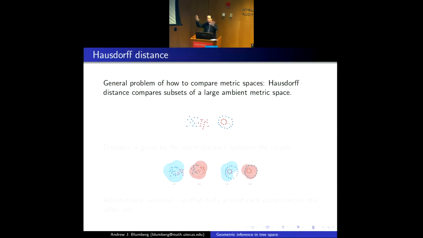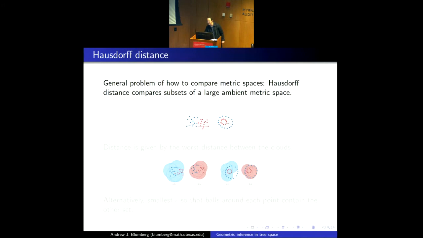And if they sit inside the same ambient metric space, then there's something called the Hausdorff distance, which basically is a minimax distance. If you want to compare the distance between the blue points and the red points, you take the worst point in the blue thing, and you take its distance to the closest point in the red thing, and you take the worst point in the red thing, and its closest distance to the blue thing, and you take the min of those two.